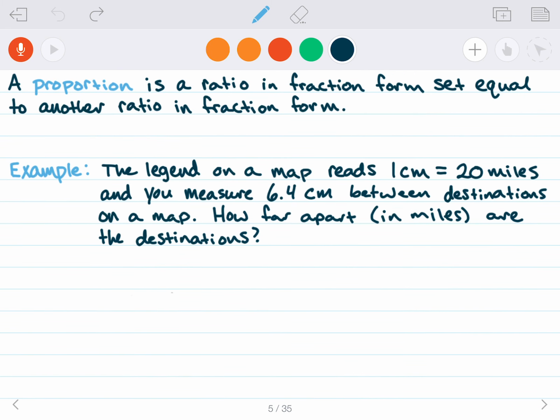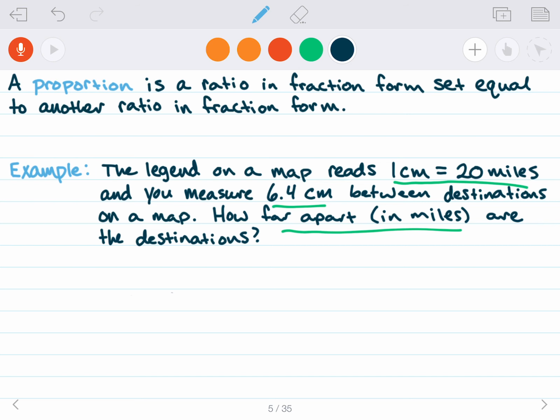Okay, so a proportion is a ratio in fraction form set equal to another ratio in fraction form. It's basically an equation with 2 fractions. So let's go ahead and do an example and see how we can evaluate or solve proportions, rather. Okay, so the legend on a map reads 1 centimeter equals 20 miles. You measure 6.4 centimeters between destinations on a map. How far in miles are the destinations?